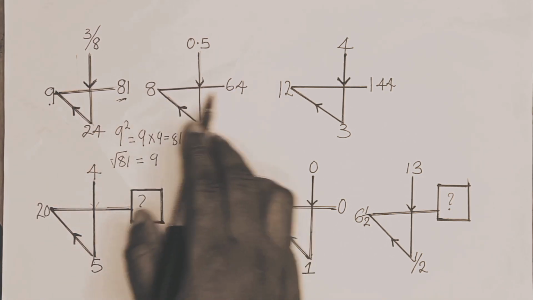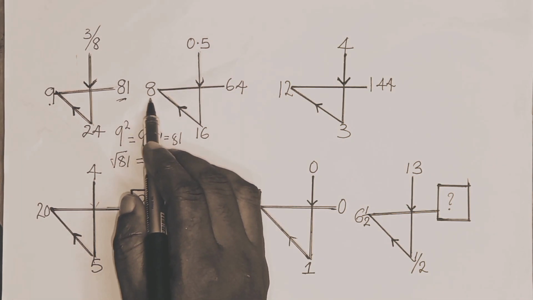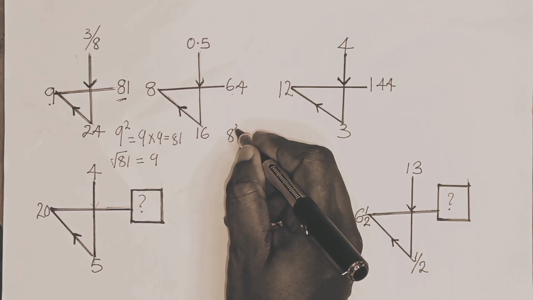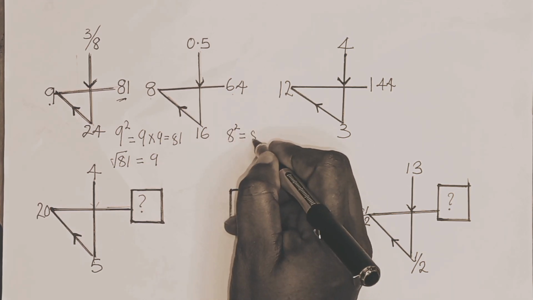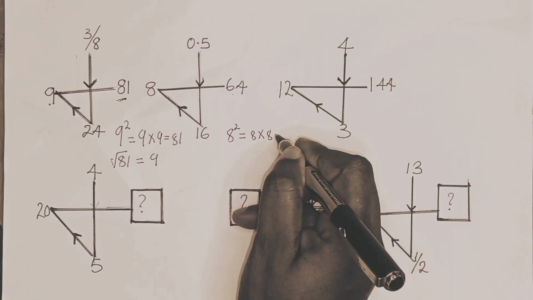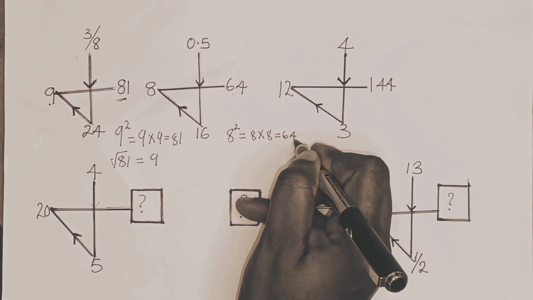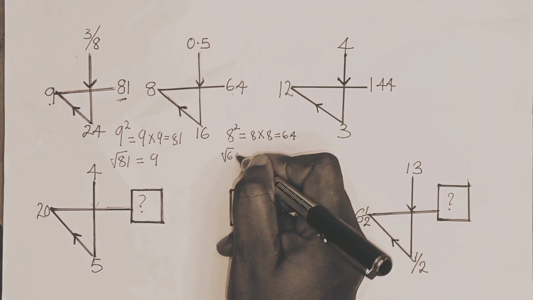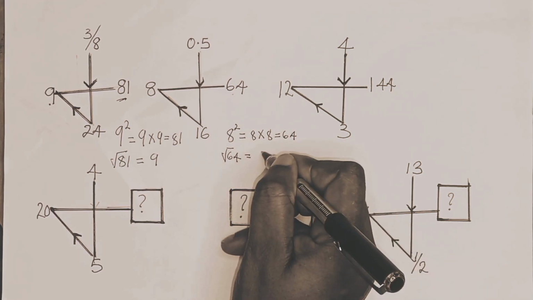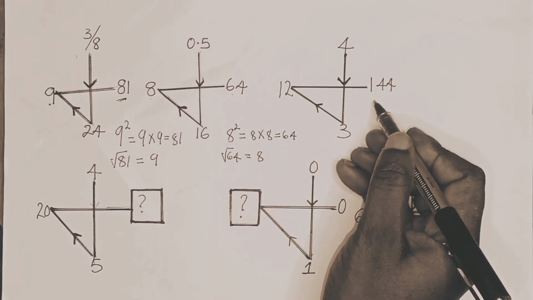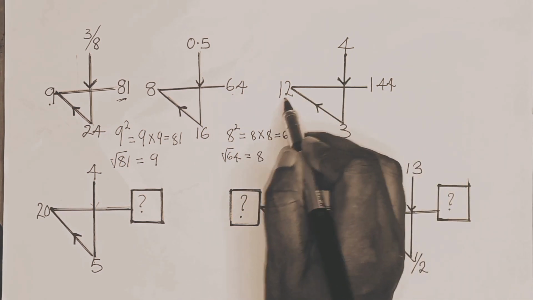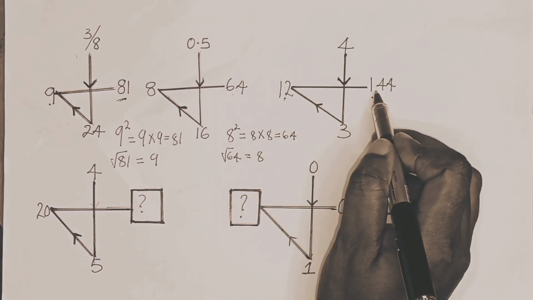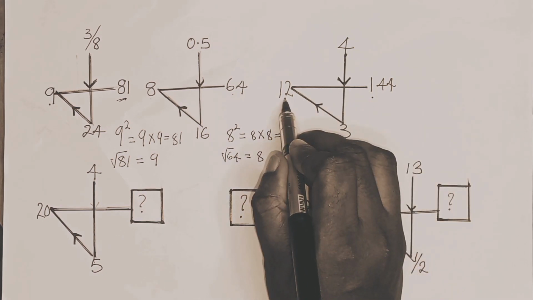Okay, let's check the same position here. So we have 8 here. Remember, to have 64, you have your 8 squared, which is 8 times 8, giving you what? 64. To have back your 8, you take the square root of this. The square root of 64 is 8. The same thing is applicable here. 12 squared, 12 times 12, which is 144. In order to have back your 12, you take the square root of 144.